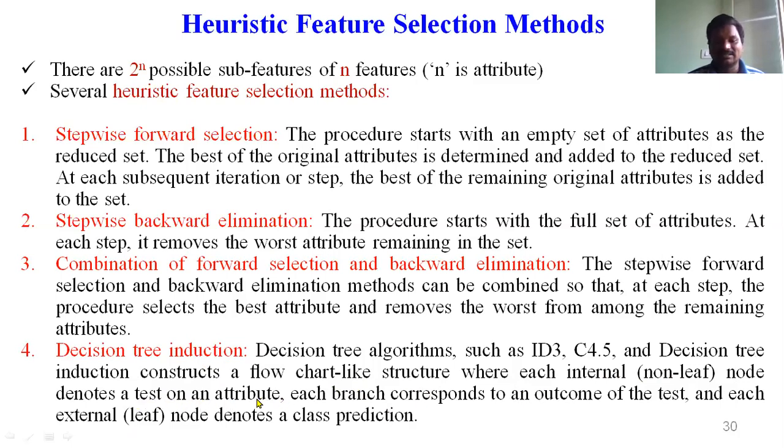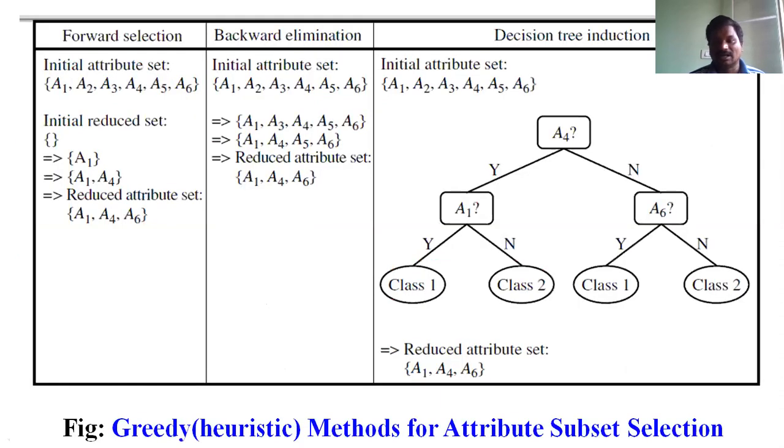It indicates a test, and then you have a branch. What is a branch here? The branch indicates the result of a test. Here you have internal nodes, different branches, and then external nodes. An external node denotes a class prediction. Always you write the class labels in the external nodes.